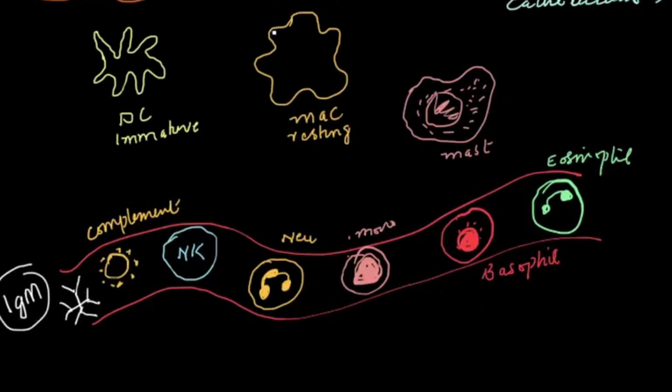But the main cells and the humoral components that you need to remember are dendritic cells, macrophages, and mast cells in the tissues, and complement proteins, C-reactive protein, natural killer cells, neutrophils, monocytes, basophils, and eosinophils. They are present in the blood vessel.